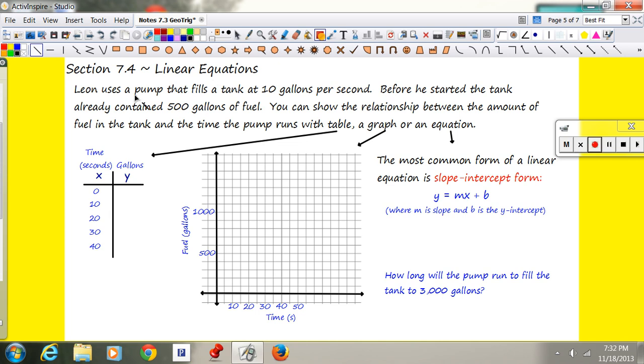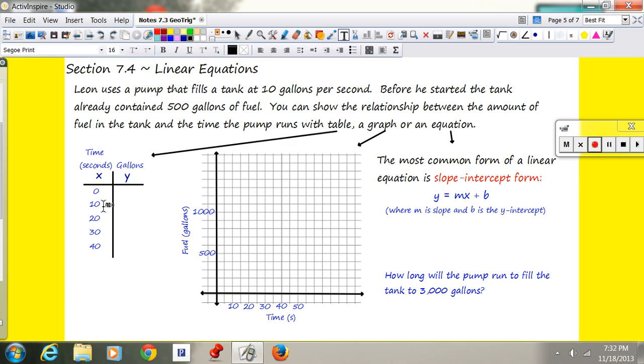Linear equations. Leon uses a pump that fills a tank at 10 gallons per second. Before he started, the tank already contained 500 gallons of fuel. You can show the relationship between the amount of fuel in the tank and the time the pump runs with a table, a graph, or an equation. So here's the table. Let's fill that in first. All right, 0 would be 500.